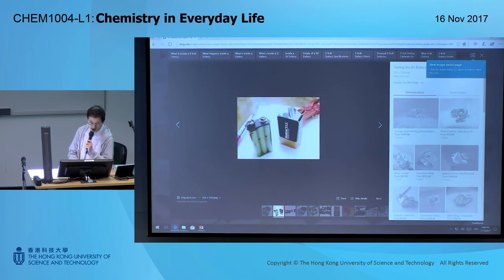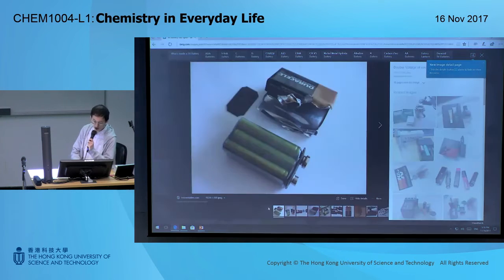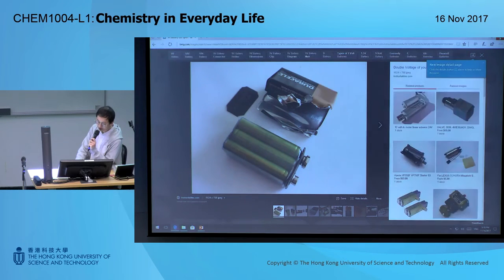Okay, basically there are 6 cells inside. Each of these is the size of AAAA, 4 A's. Okay, this is the 4A size batteries fitted into this rectangular box. Okay, so that's how it works. So now you know.